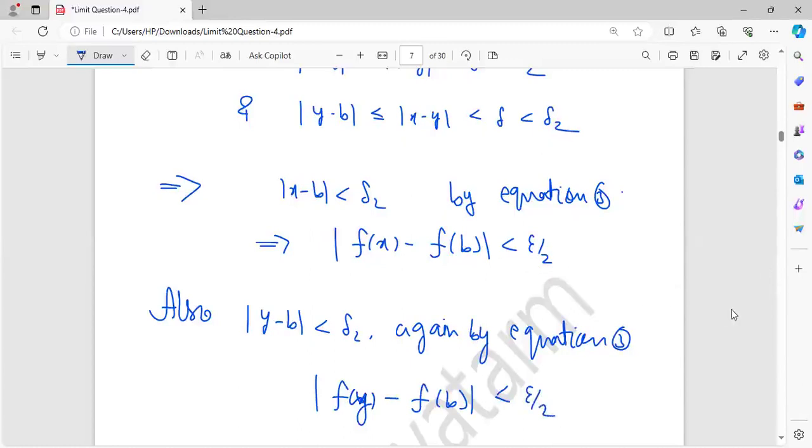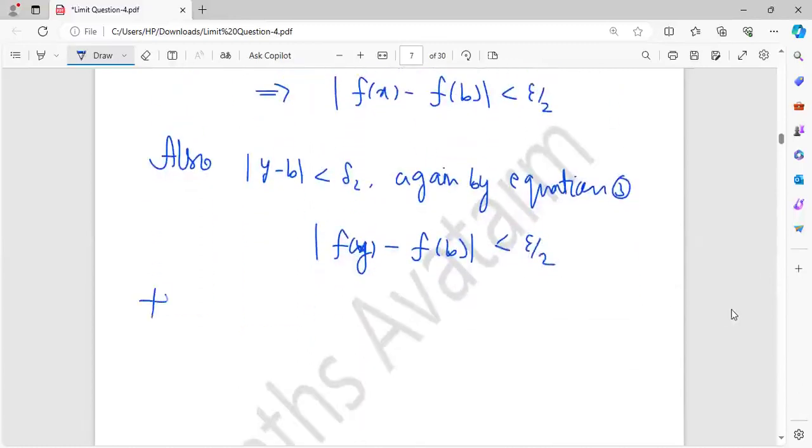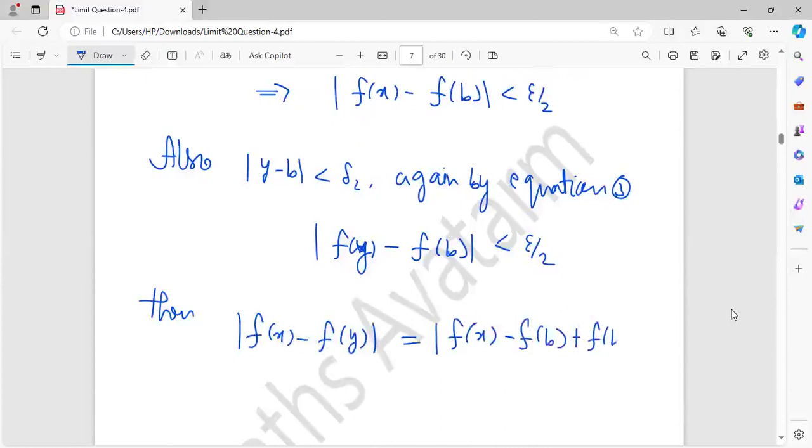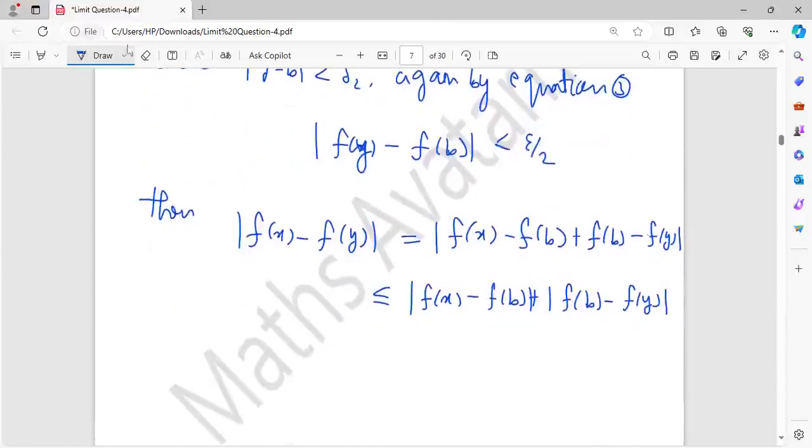Now combining these two equations, what will we get? Then |f(x) − f(y)|, you add f(b) and subtract f(b). This is less than epsilon by 2, this is also epsilon by 2. Finally, what we get: |f(x) − f(y)| less than epsilon.